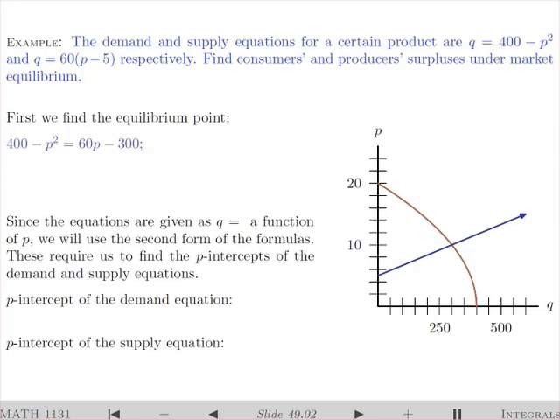Again, I have a quadratic equation, so I'm going to put it in standard form. Subtract 400 and add P squared to both sides, which gives me 0 equals P squared plus 60P minus 700. It factors as P plus 70 times P minus 10, and the only positive solution is P equals 10. So that's the equilibrium price.